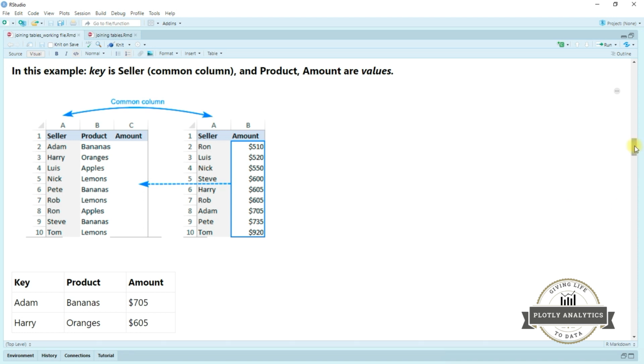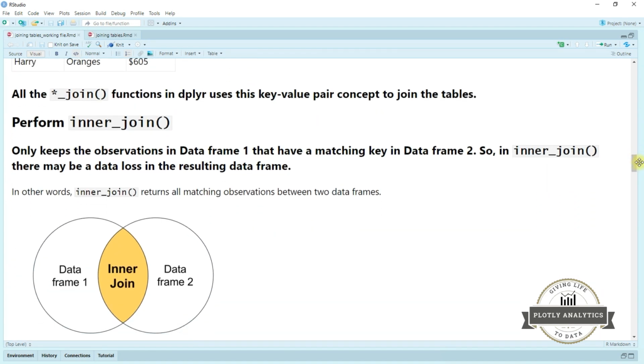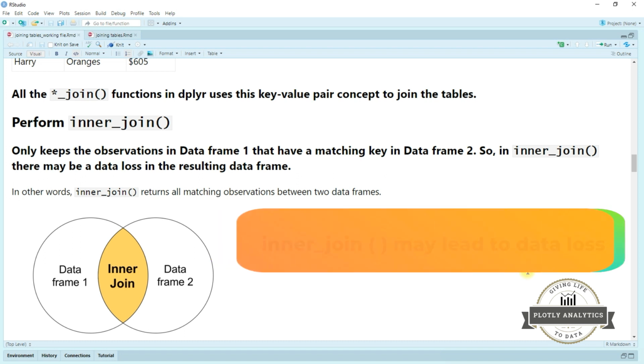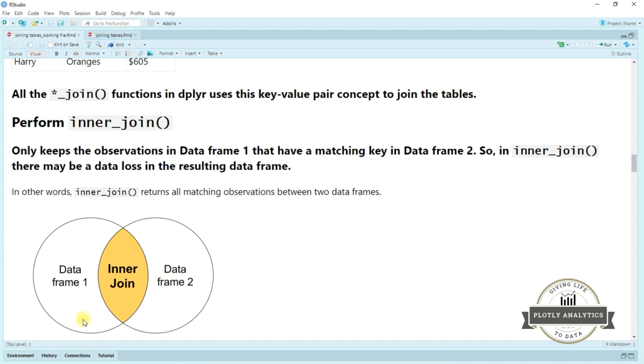So let's start with inner join. Inner join returns all matching observations between two data frames. As you can see in the figure, the overlapping region is the common region. That's the matching region between these two data frames. That's what will be printed out if we use inner join on these two tables. And because only the matching values are selected, the non-matching values are not selected, you may find a data loss in the resulting combined data frame.